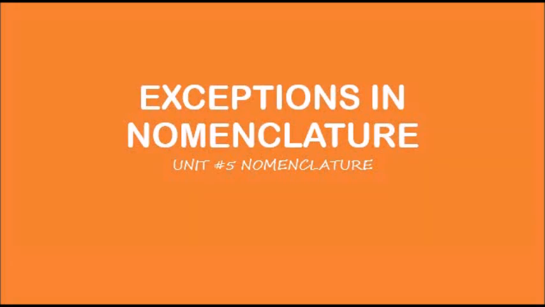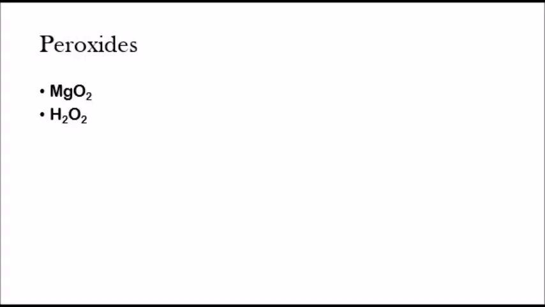In this video we're going to be talking about the common exceptions that we see within nomenclature. So the first exception we see are peroxides. If you look at this compound here, you might notice something a little funny.